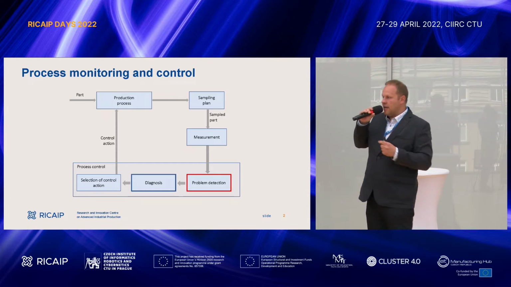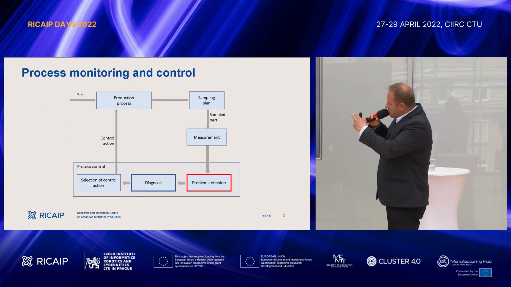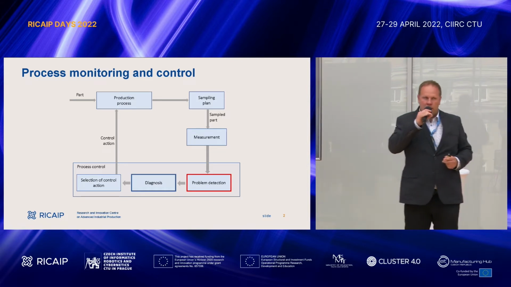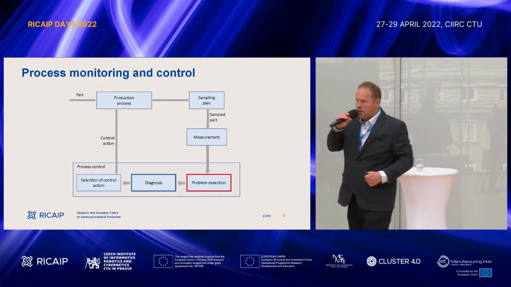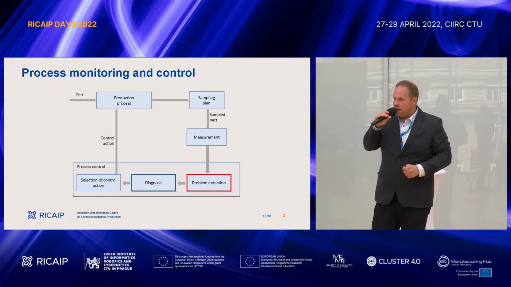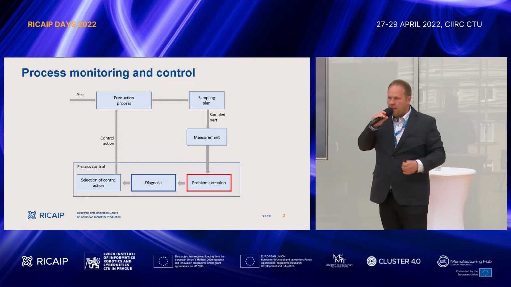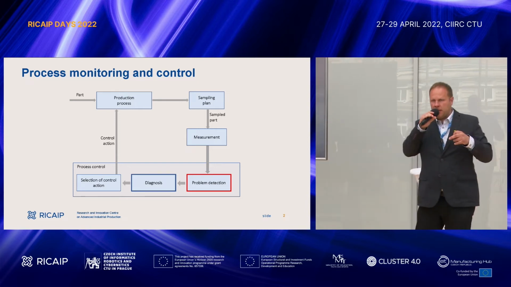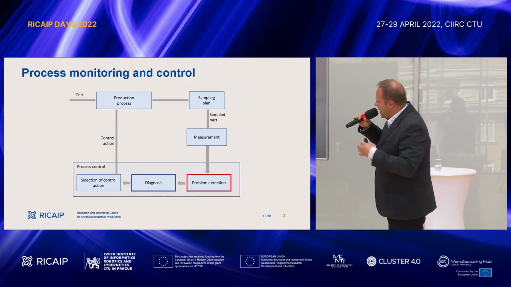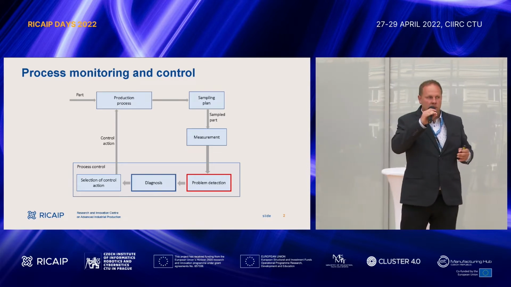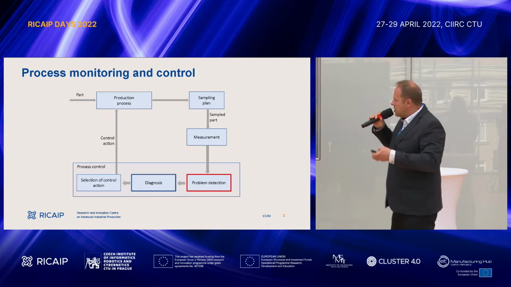Then we try to detect if the part is okay or not okay. We can say if it's in control or out of control. Based on the sampled part, we try to estimate something about the state of the process over there on the upper left side. If there is a positive detection of a problem, then a diagnostic part comes, and the operator typically does it manually using his or her expert knowledge. Then they select a control action which tries to put the process back to the in-control state. So this is the control loop.